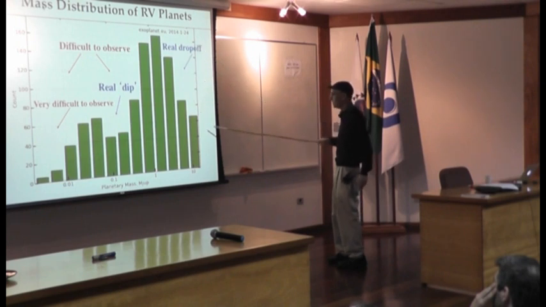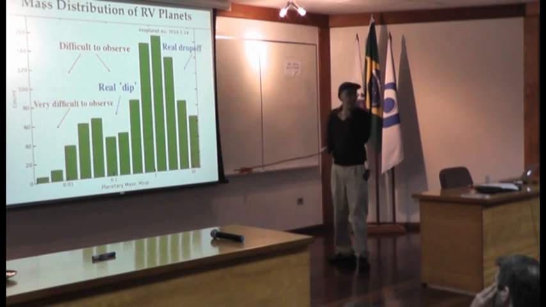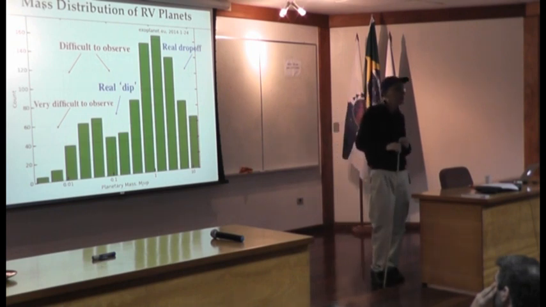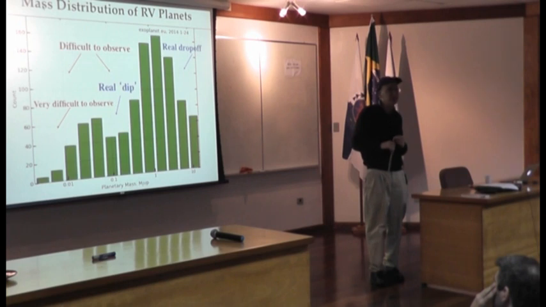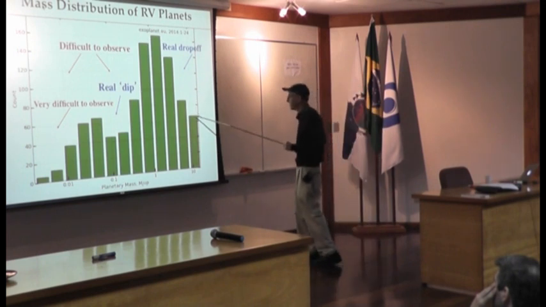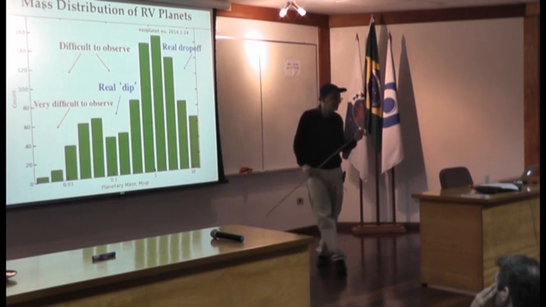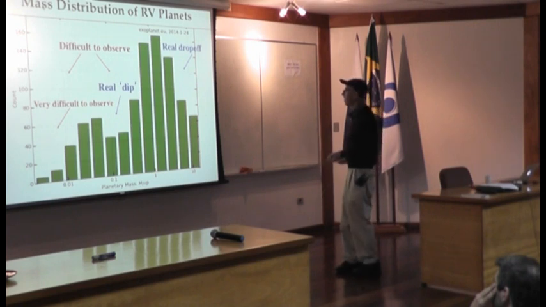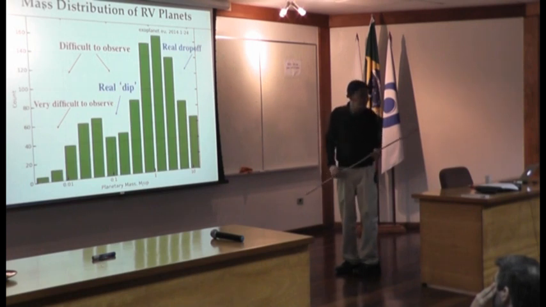There's a drop off here, because even though we have better precision now, some stars aren't as well behaved, some groups don't have the precision, and for a given precision, the more massive planets can be detected at greater distances. So there's a real drop-off, and it's actually steeper than what's apparent here.